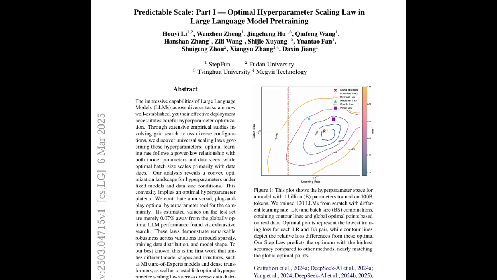Instead of spending weeks or months running all these experiments, you can use step law to get a good starting point. So it's like having a roadmap instead of just wandering around in the dark. Exactly. It streamlines the whole process.